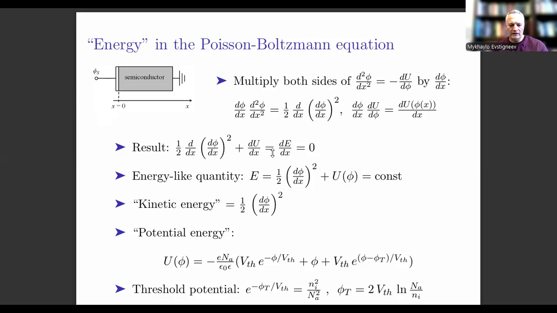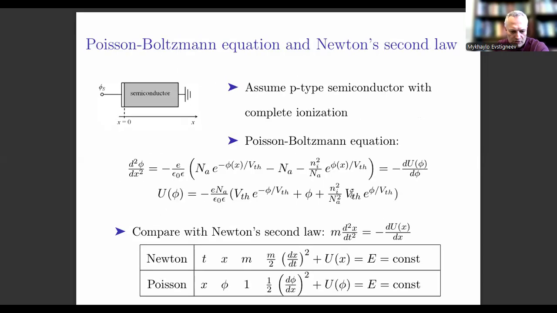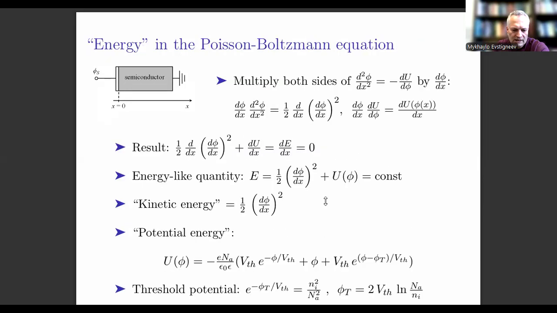So this energy-like function is 1/2 (dφ/dx)² plus U of φ, and it must be conserved. Kinetic energy is 1/2 the square of the first derivative of the potential, and potential energy, like I said before, is this. I would like to draw your attention to the fact that the last term in the brackets can be written as exponential to the power (φ minus φ_t) divided by the thermal voltage.